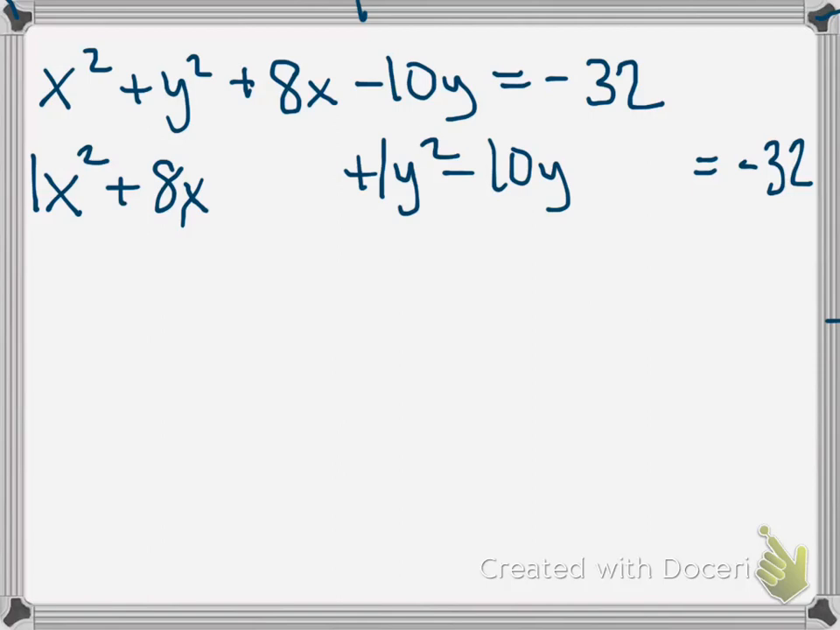So when I work this out, I'm going to do the same process that we just talked about. So since I don't have to factor anything here, I'm going to take this 8 and I'm going to divide it by 2 to get 4. And then I'm going to square that to get 16 again. And I'm going to put a plus 16 and a minus 16. Squeeze it right in there.